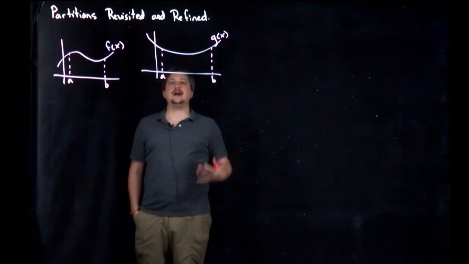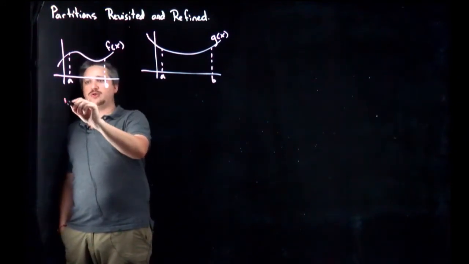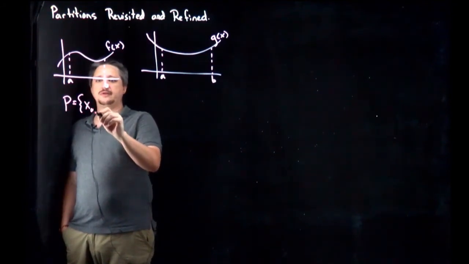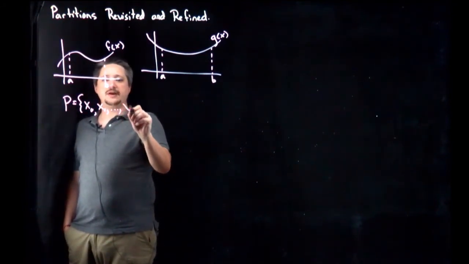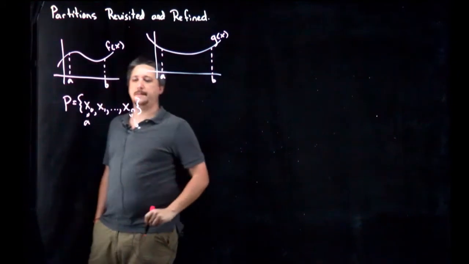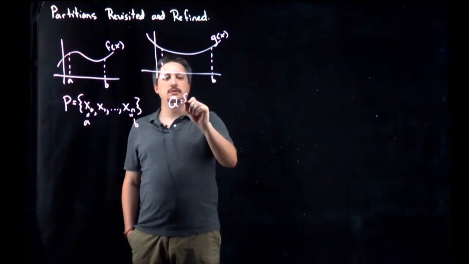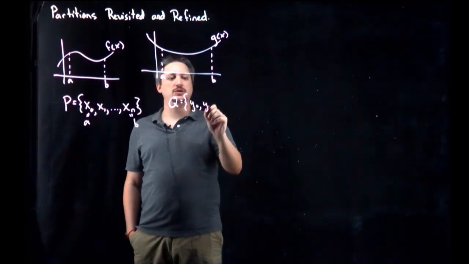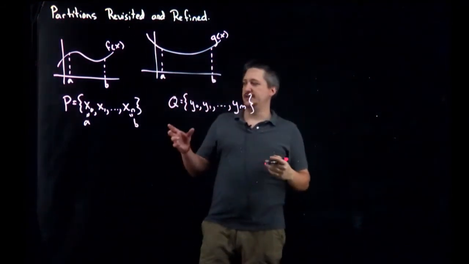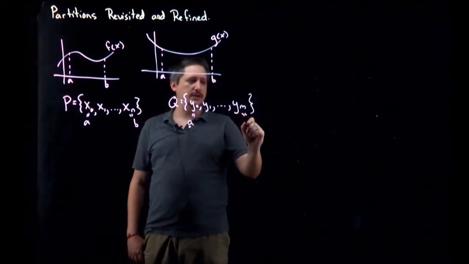Now, let's say I have a partition for f. So I have a partition that I'm using here, which I will call p. So p is some list of values, some x0, x1, up to xn, where importantly this is a and this is b, right? And I have some other partition q, which is some y0, y1, ym. To draw attention, they may not even have the same number of points. But again, I have y0 is a, ym is b.